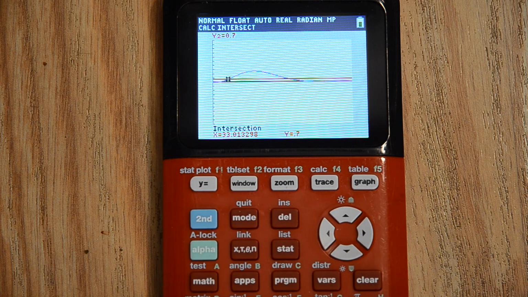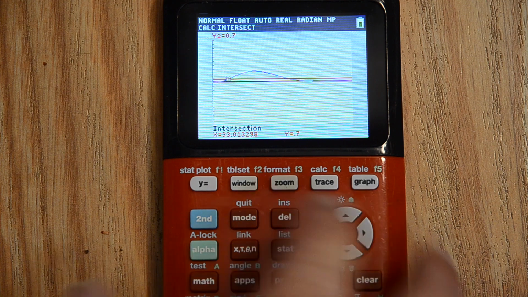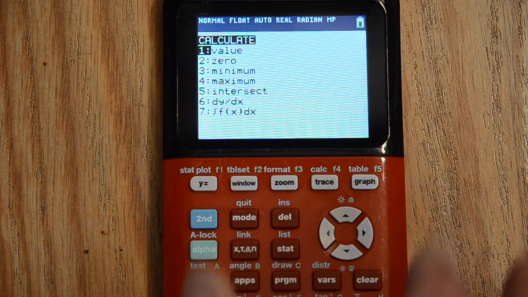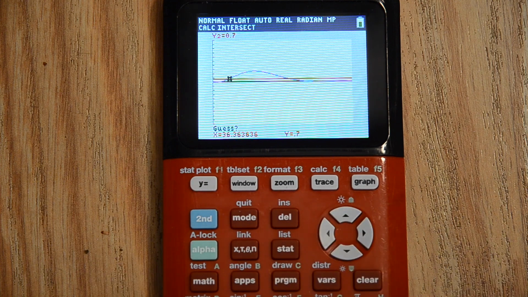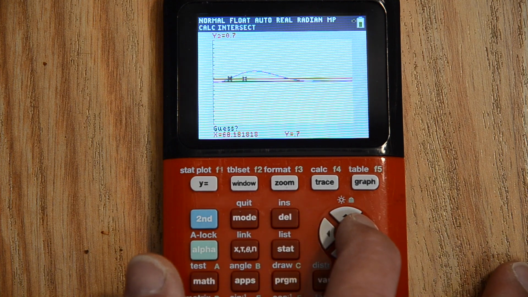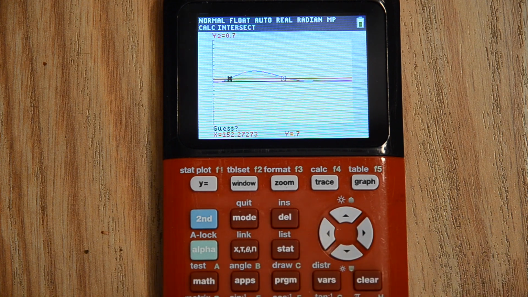And there was our first value that I put on the table, or in our work, of 33.013298. And for the second intersection point, just repeat the process. Second calc, intersect, first curve, yes, there's only two curves. Second curve, yes. Get over near the other side, and we're going to find that 166.574719 seconds.